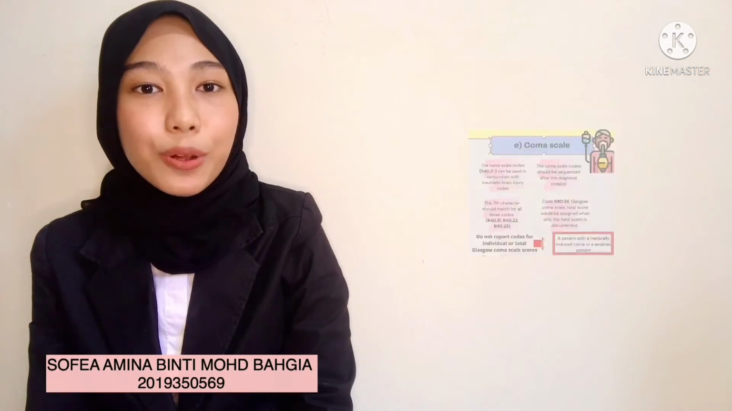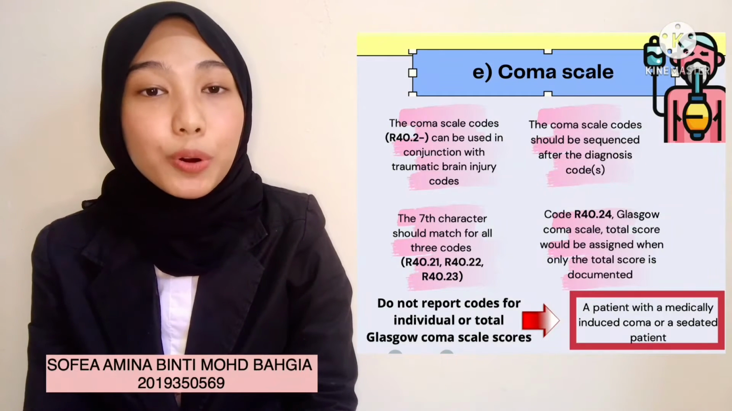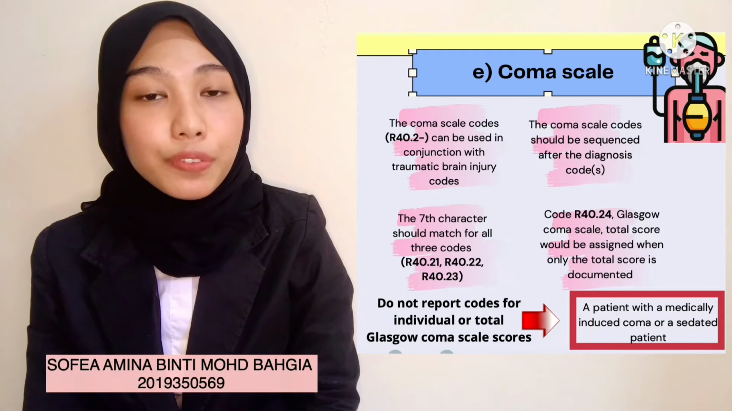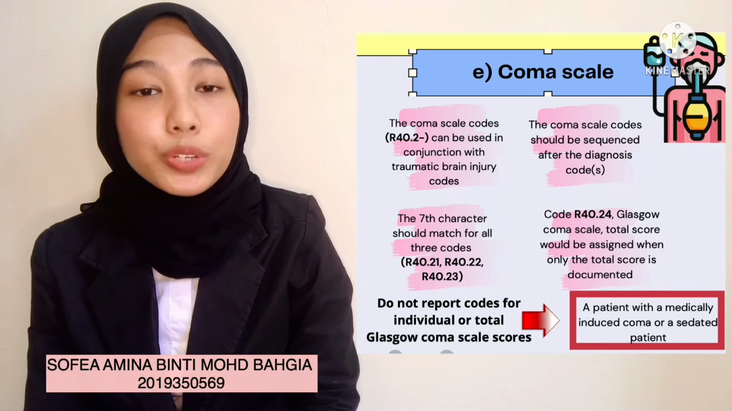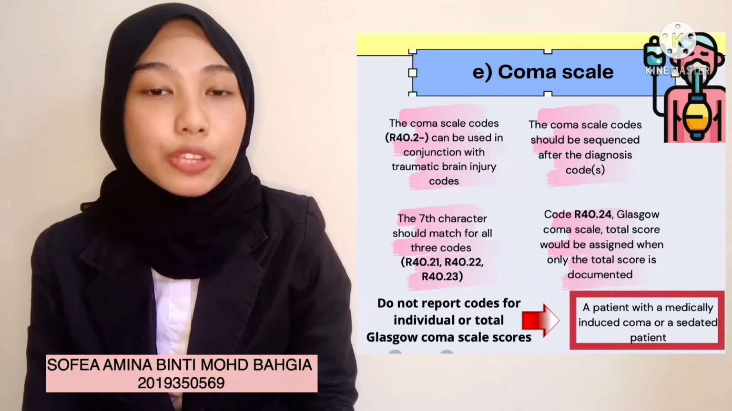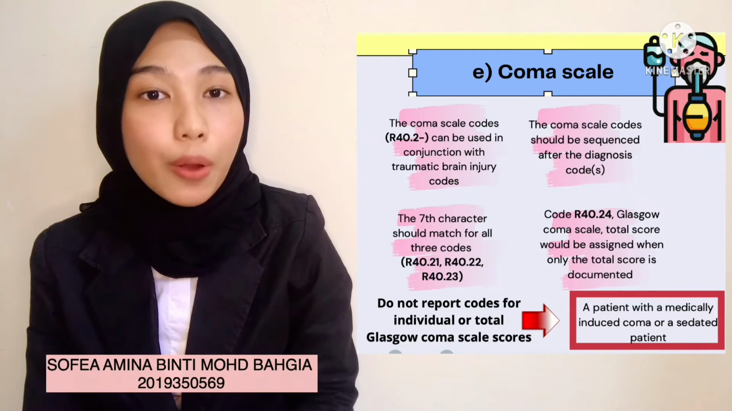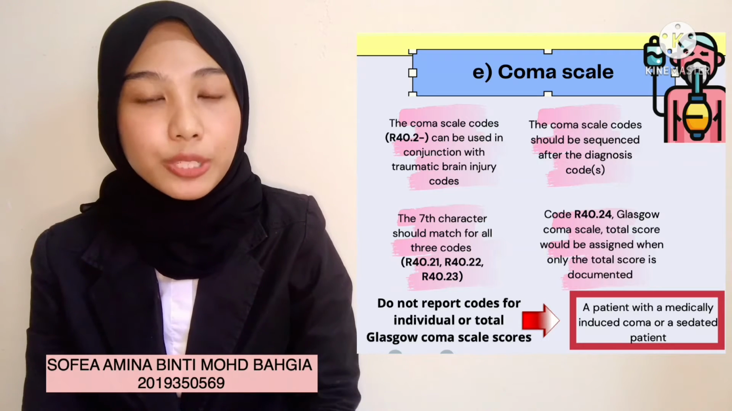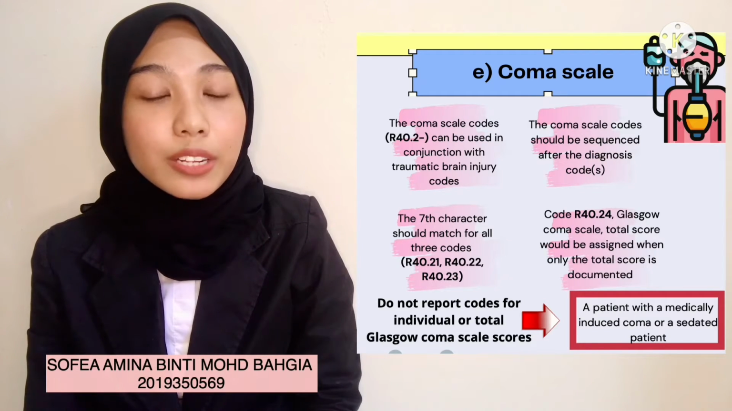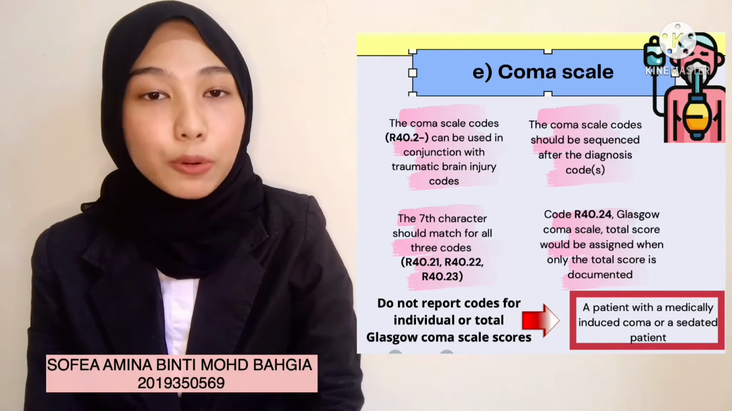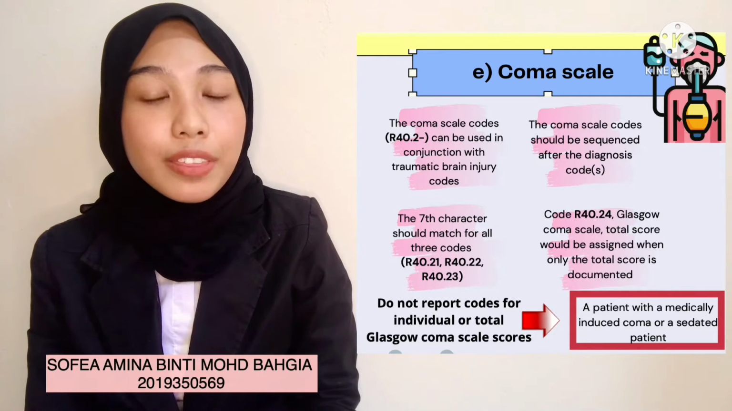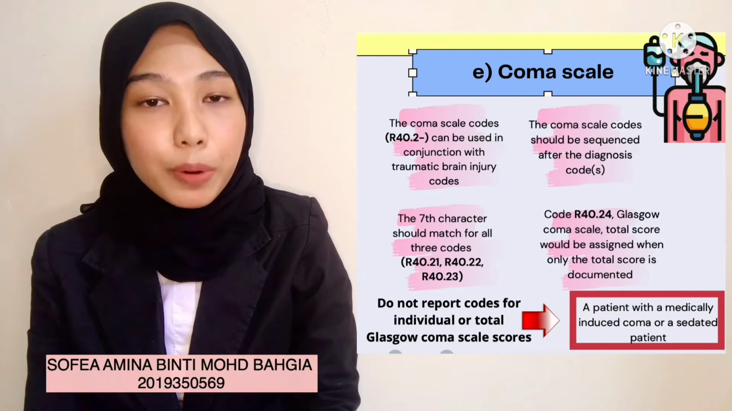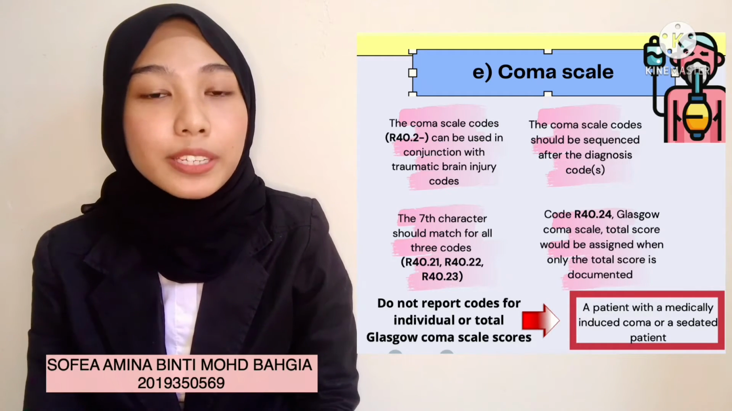Next, E is the coma scale. The coma scale describes the consciousness level of the patient. A code for the coma scale, R40.2-, can be used in conjunction with traumatic brain injury codes. However, the coma scale code should be sequenced after the diagnosis code, because the coma scale code will never be the principal diagnosis. Also, the seventh character should match for all three codes. These three codes are very important and required to complete the coma scale.